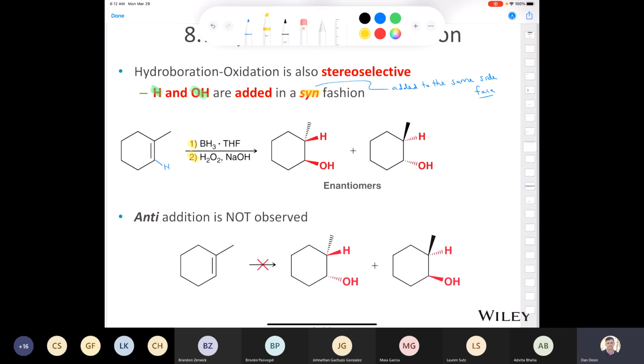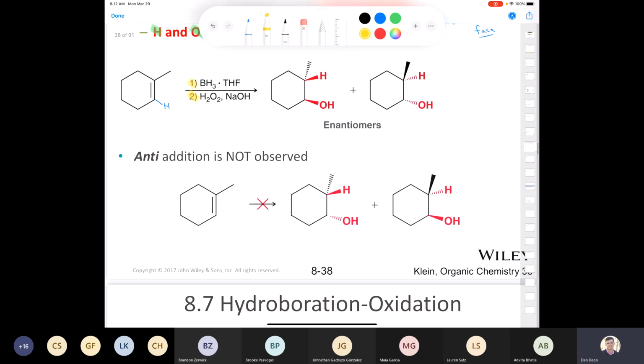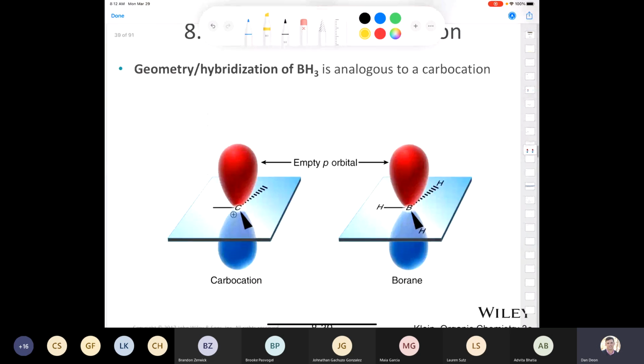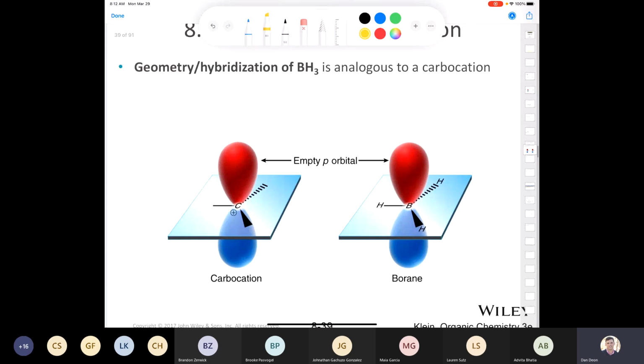Well, I promised I'd talk to you a little bit more about BH3, borane. If you look at the geometry and the hybridization of borane, well, borane has the same hybridization as a carbocation, right? They're sp2. So this is sp2, just like the carbocation is. If you look at the electron configuration of boron, it's 1s2, 2s2, 2p1.